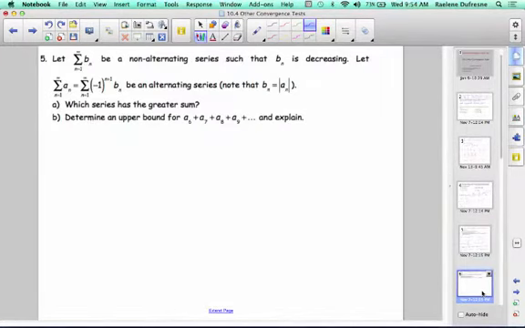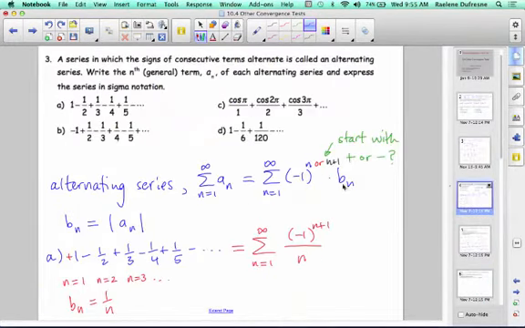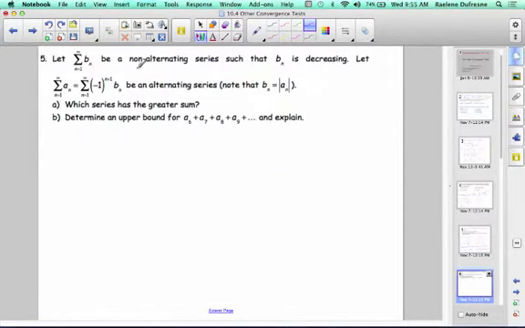In number 5, we want to let the sum from n equals 1 to infinity of b_n be a non-alternating series. So remember that we are going to take b_n as the expression over here, to be the positive terms, and then the negative sign comes from this (-1) to a variable exponent. So the sum of b_n is the non-alternating series, and we also want the b_n terms to be decreasing. We're going to let the sum from n equals 1 to infinity of a_n be the alternating version of the b_n series. In other words, b_n is equal to the absolute value of each a_n term.